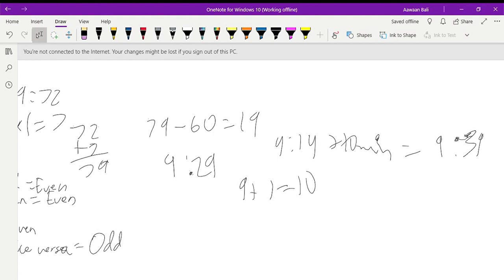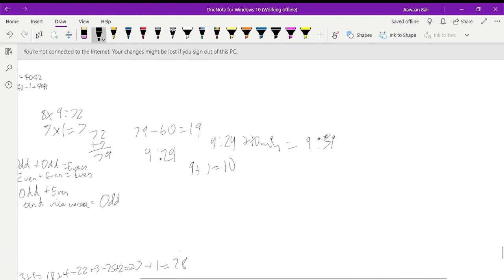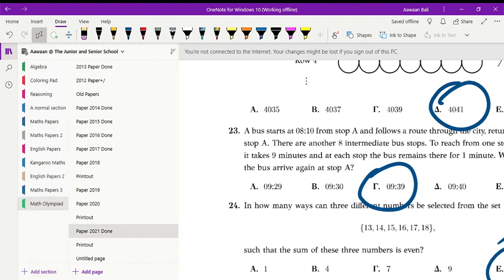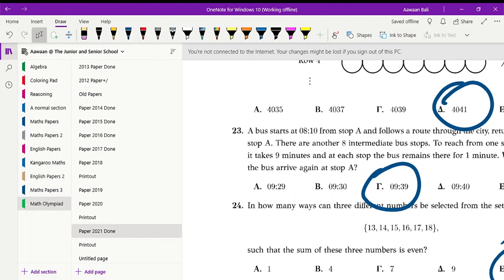Now 9:29, sorry, let me write that, 29 there. 9:29 plus 10 minutes is 9:39, which means the answer is 9:39. That's when the bus will arrive again. So that's gamma.